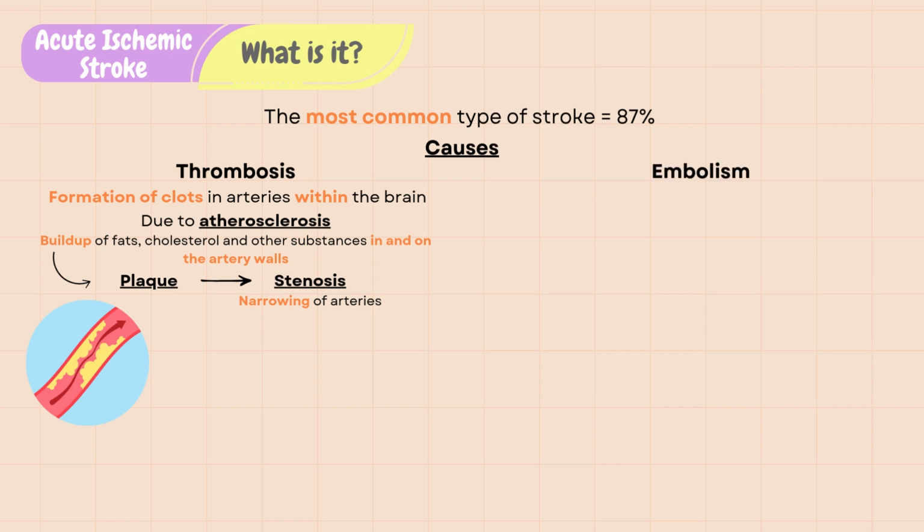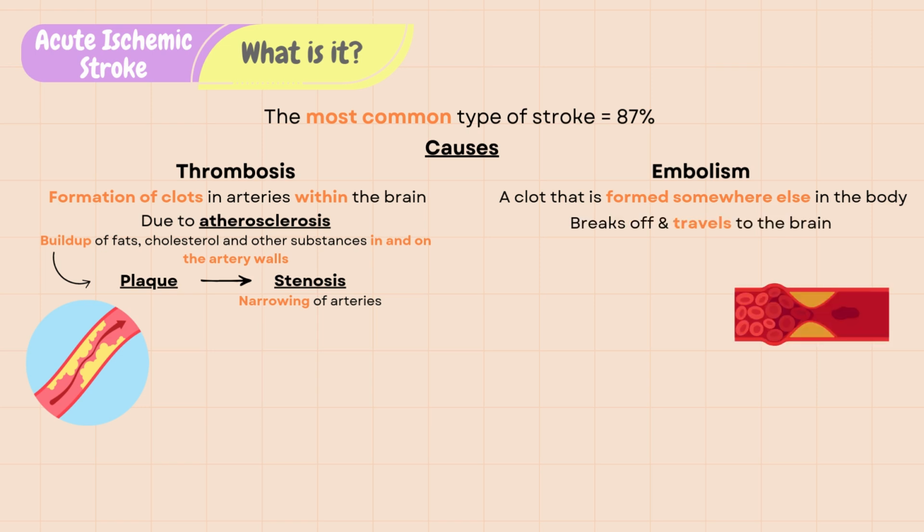Embolism is another cause of ischemic stroke. Embolism refers to a clot that is formed somewhere else in the body and breaks off and travels to the brain and causes obstruction of blood flow. It is most commonly from a cardiac source such as atrial fibrillation, atrial flutter, or heart valve dysfunction. Emboli can lodge in arteries that are already narrowed and block blood flow.